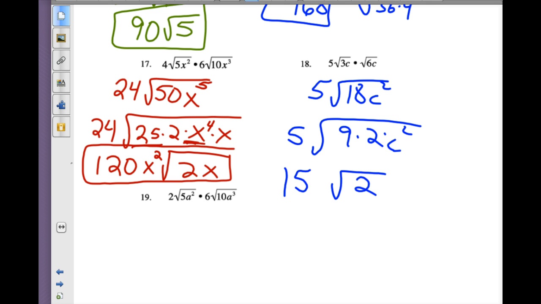It's c squared, a perfect square. Oh yeah, 15c on the outside, exactly, and then 2 radical 2. How many people got 15c radical 2? Got it. You guys can do this stuff.